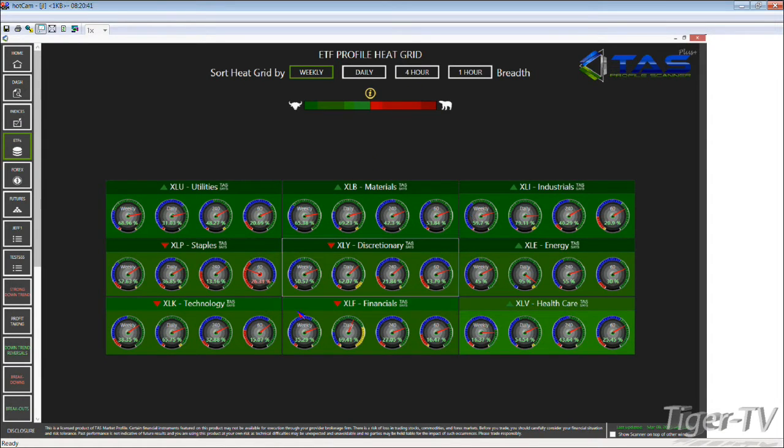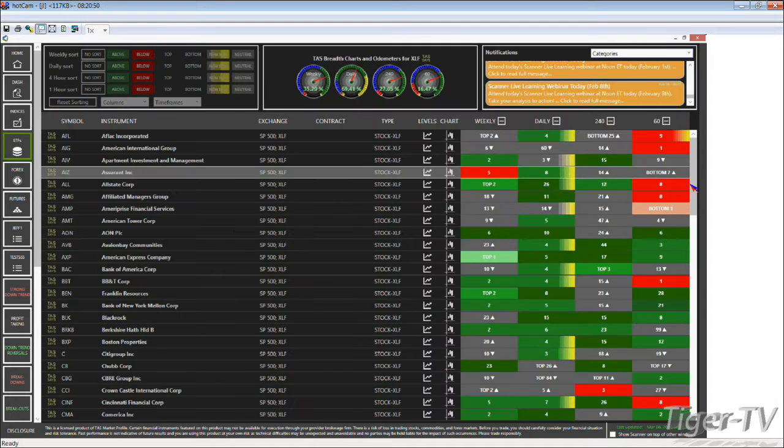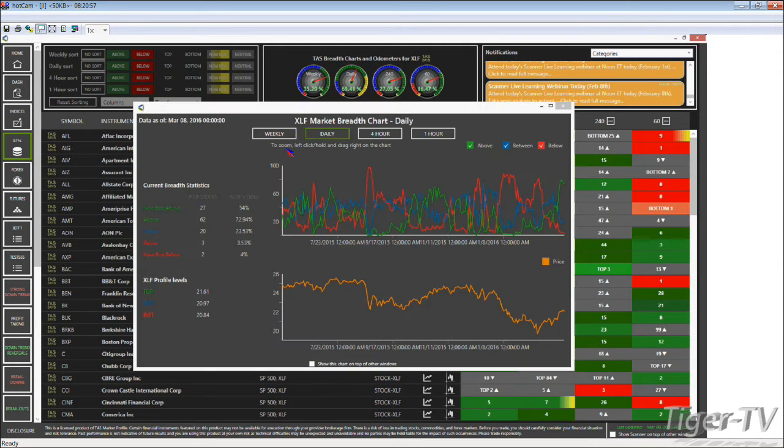So here it is in the heat grid when it comes to the ETFs. I'm going to hit that really quick. You get to see the internals, you get to see information in an aggregate manner when you go into this. You're looking at daily, statistics, the weekly, the 4-hour, and the 1-hour if you want to see that.